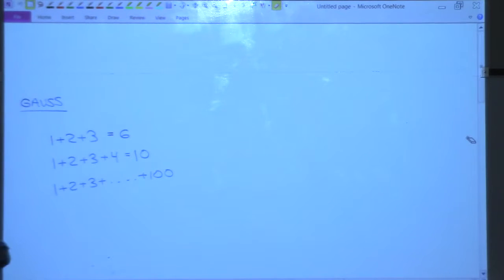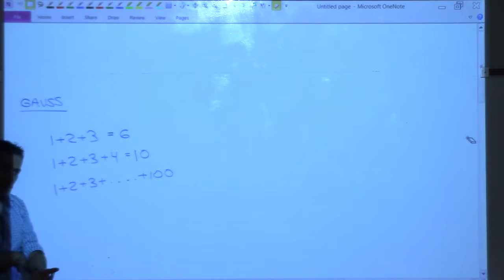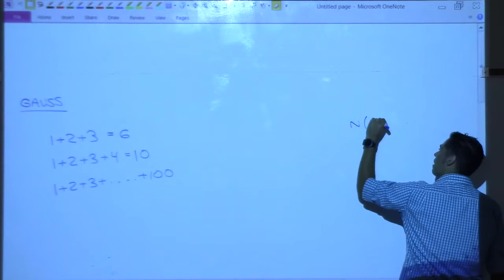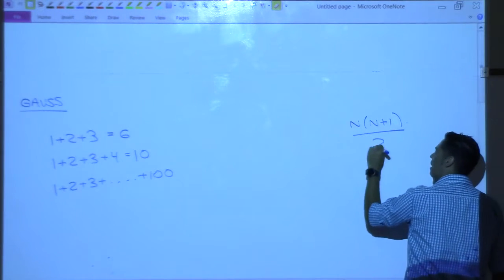So Gauss turns his little slate over, sits there, and the teacher walks up to him, turns his slate over, and Gauss has this written down. n times n plus 1 divided by 2.